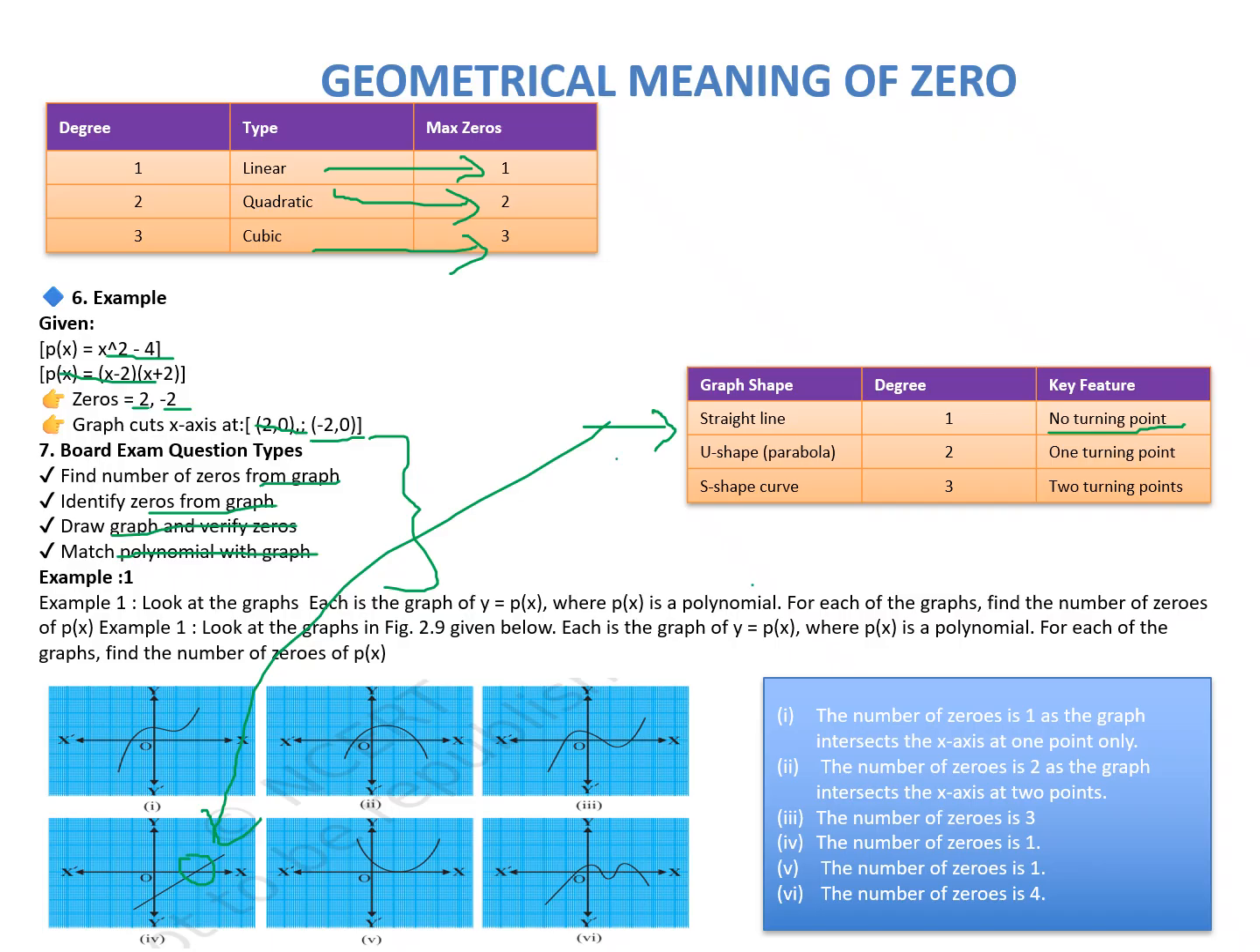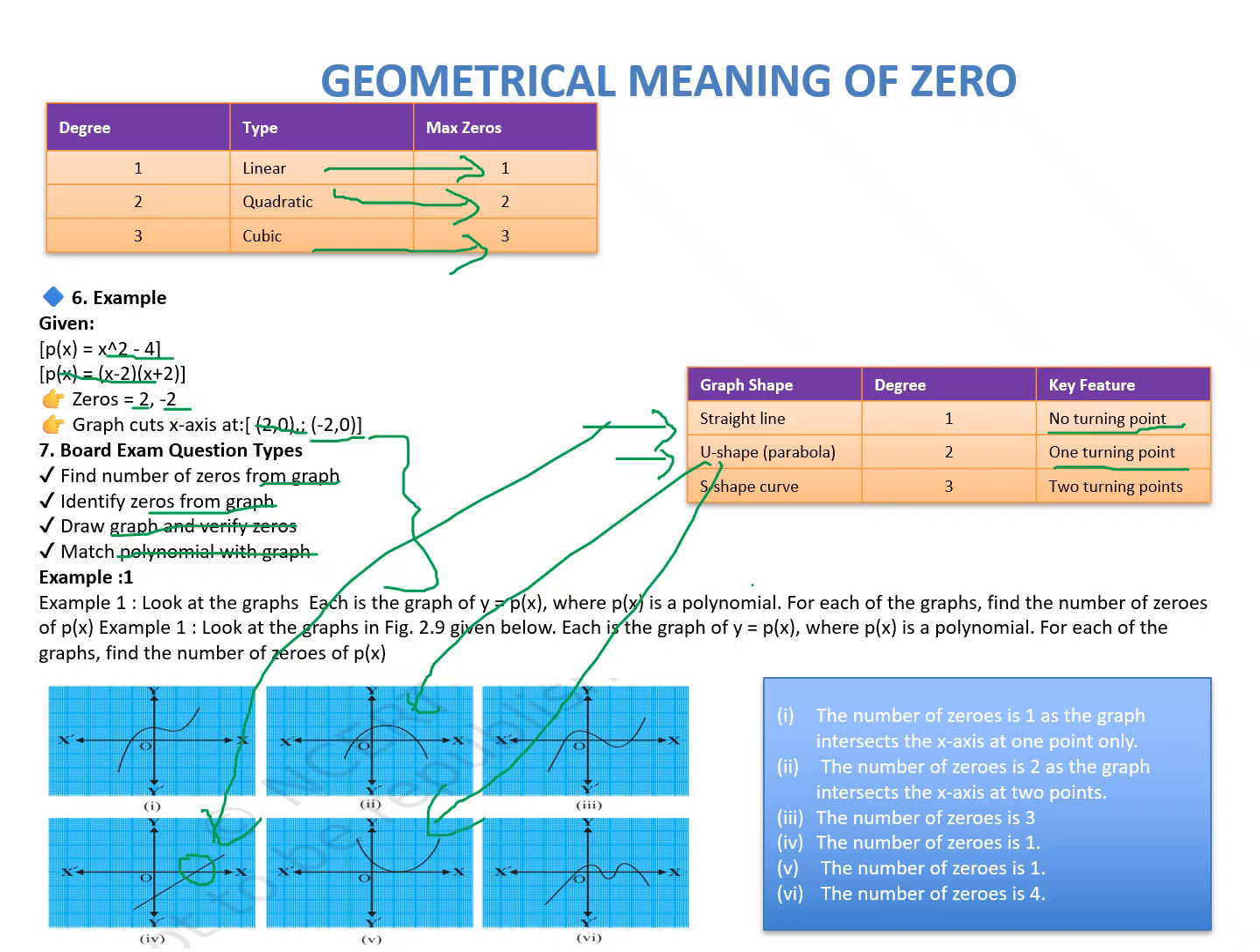Then we have the U-shaped parabola, which is applicable to a quadratic equation or polynomial with a maximum of 2-degree variable. So one turning point is there, which is a parabola here, which can be represented by this example, or which can be represented by this example.